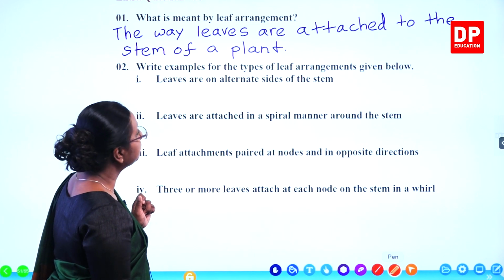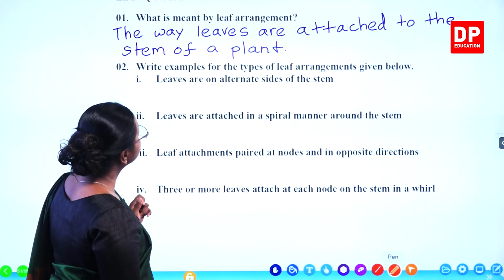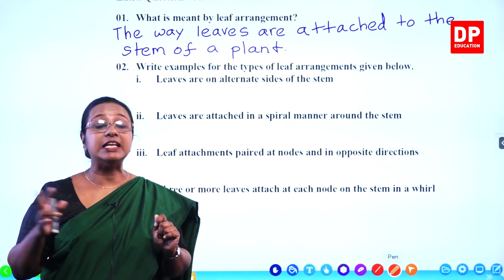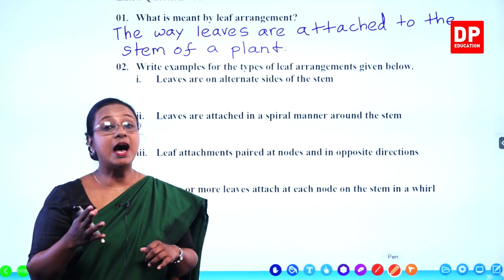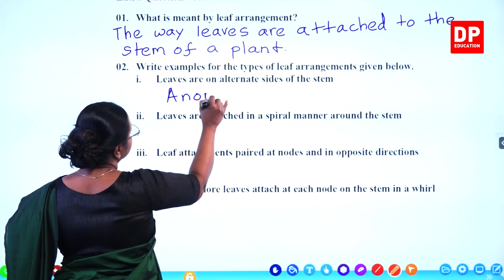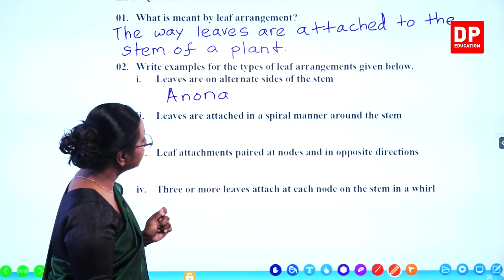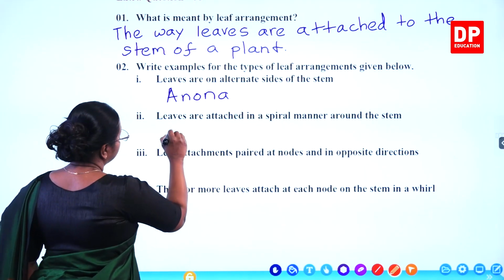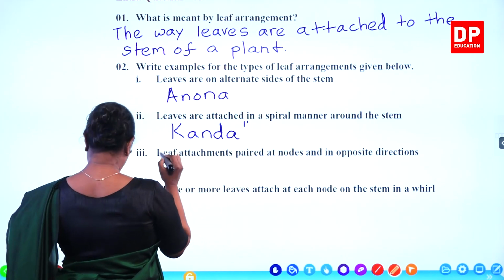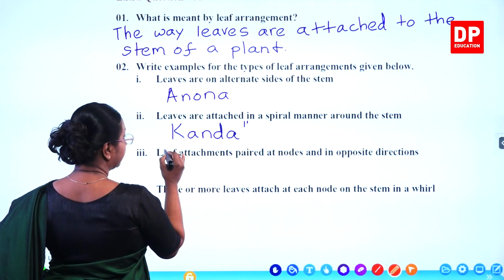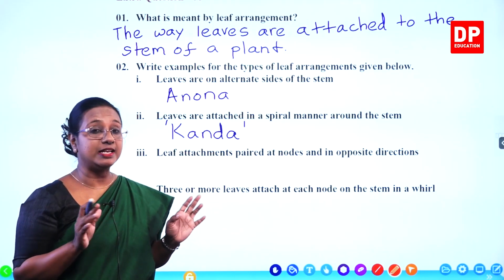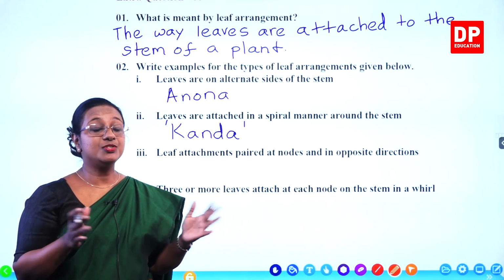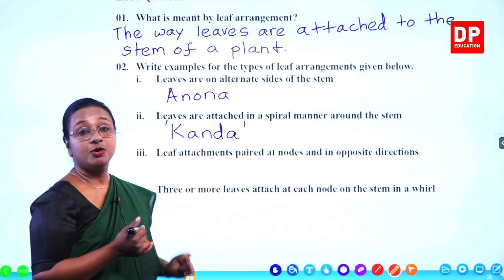Write examples for the types of leaf arrangements given below. Leaves are on alternate side of the stem. If they are on alternate side of the stem, what is the example? It is anona. So the one example that you have learned is anona. Then leaves are attached in a spiral manner around the stem. A spiral manner. What is the example? It is kandar. Kandar plant. So when we write the Sinhala or Tamil name, normally we write it within inverted commas like that. So in order to show that it's not the English name. Then leaf attachments paired at nodes and in opposite directions. Paired at nodes and opposite directions. What is it? It is guava.